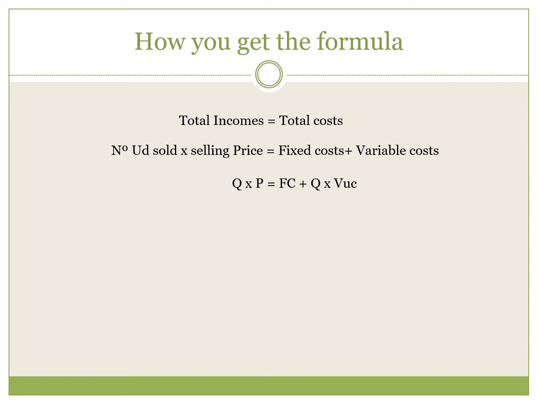So the number of units sold is going to be Q. Selling price is going to be P. Fixed cost is going to be FC. And then we have the variable cost. And we say the variable cost depends on the number of units produced. So we're going to multiply Q by the variable unitary cost. Once we have this, notice you have Q on the one side and Q on the other side.